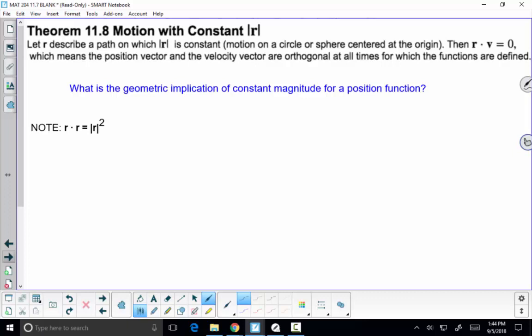Let's check. So when we take a look at this, R dot R, those are vectors, we can rewrite R dot R as the square of speed. Does everybody remember that? The length of R is the square root of the sum of the squares. But then if you do R dot R, you get the sum of the squares. So those two are equal.